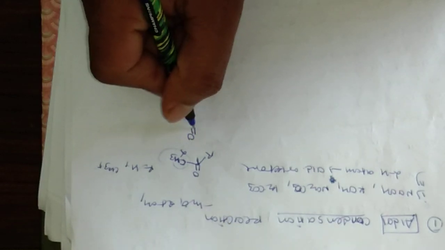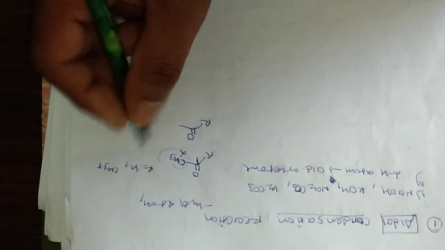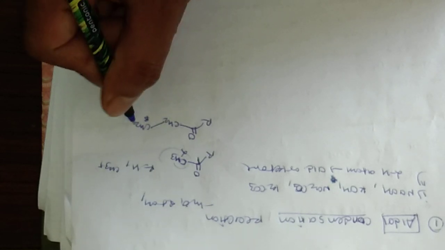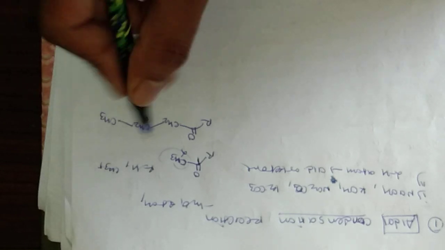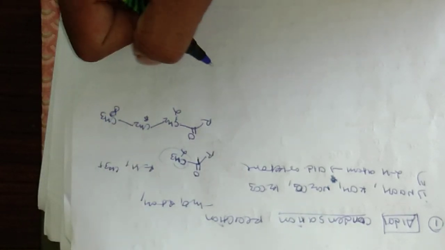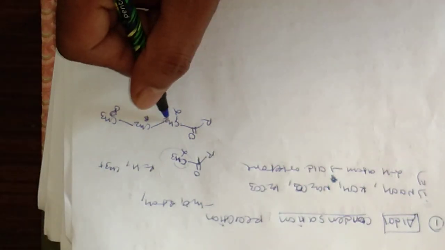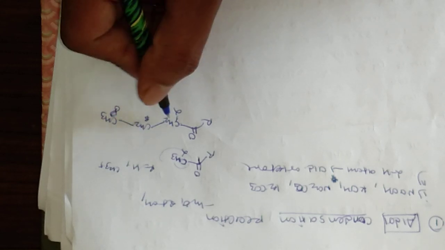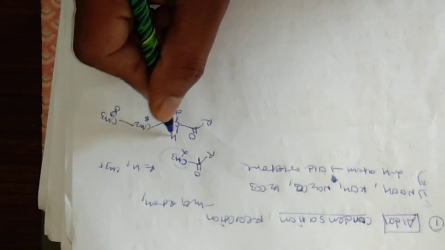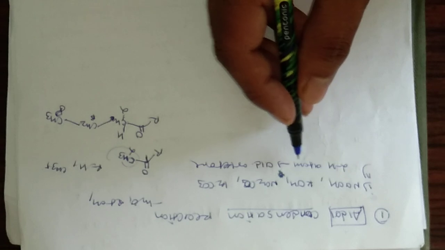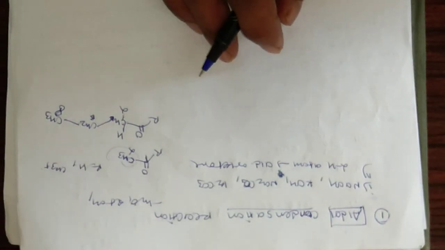Suppose this is the alpha carbon, this is the beta carbon, and this is the gamma carbon atom. A hydrogen attached to that alpha carbon is called an alpha hydrogen atom. Let's suppose this is the alpha hydrogen atom. So the first condition is that a base is used, and the second is that an alpha hydrogen atom should be there.